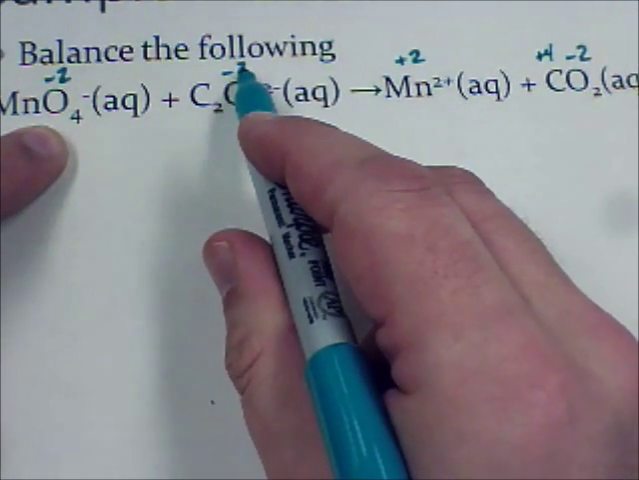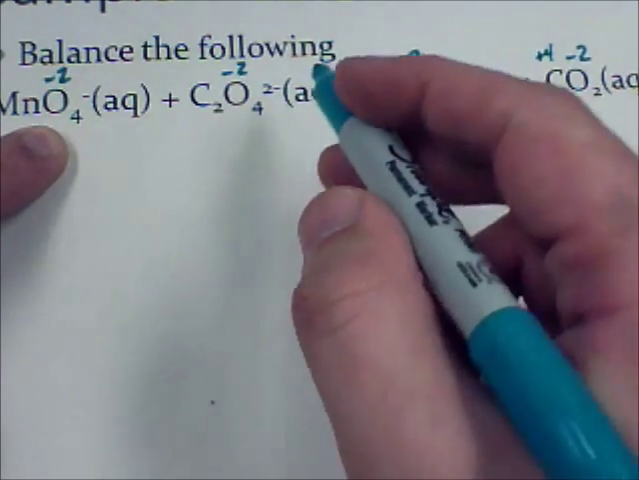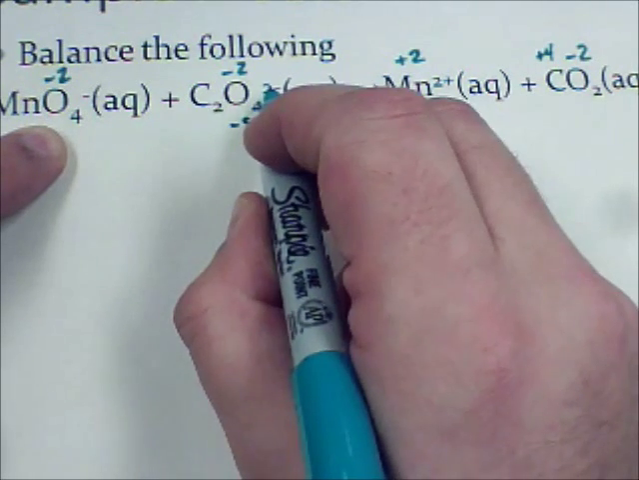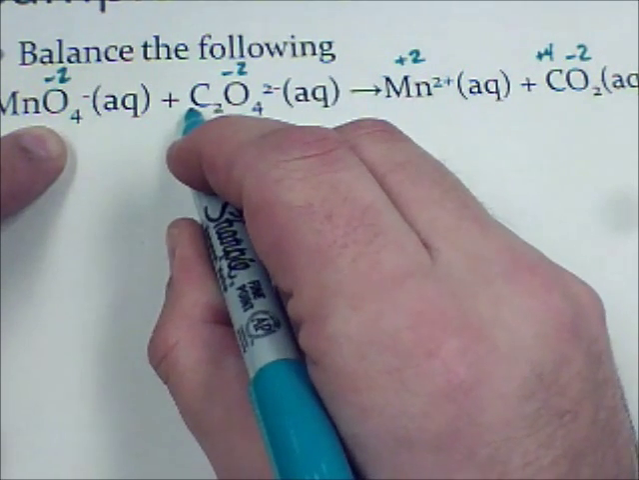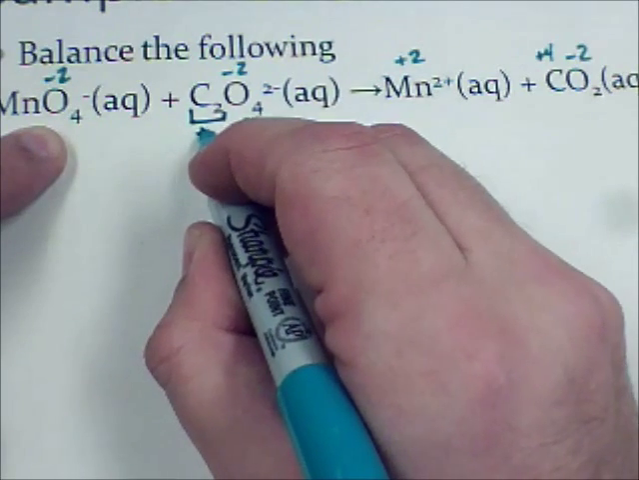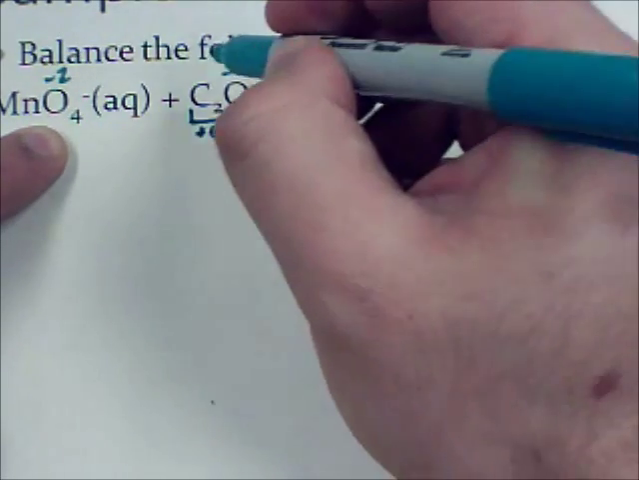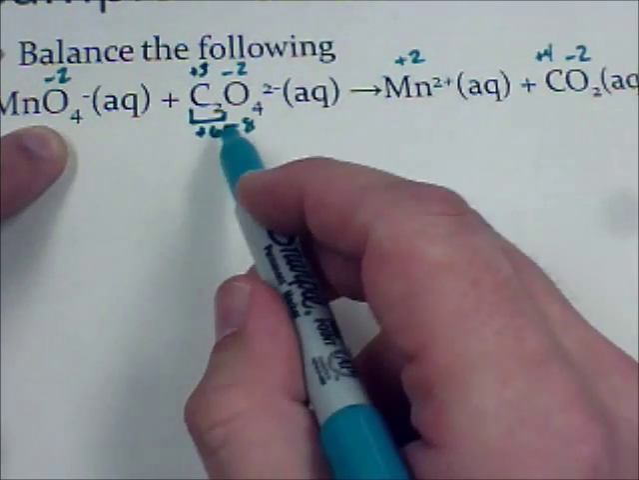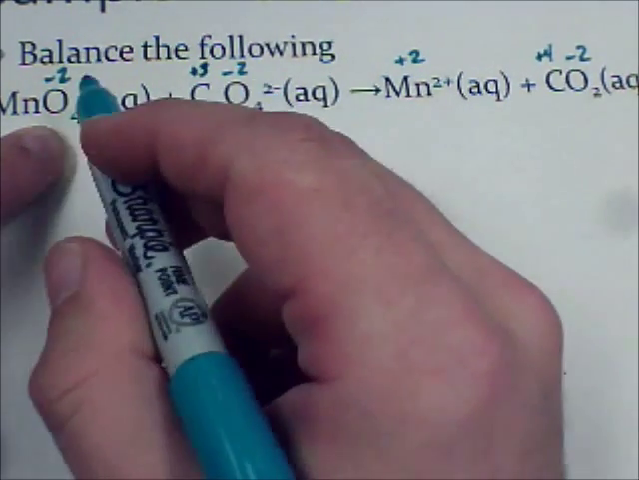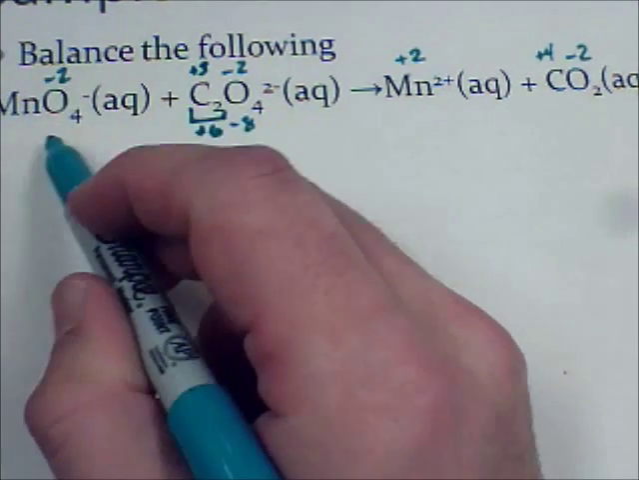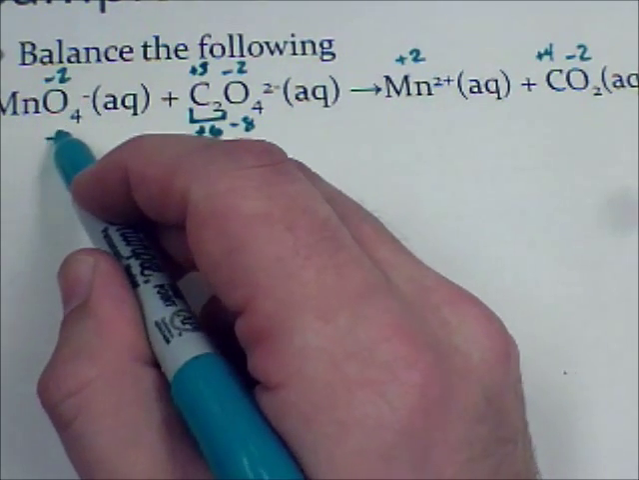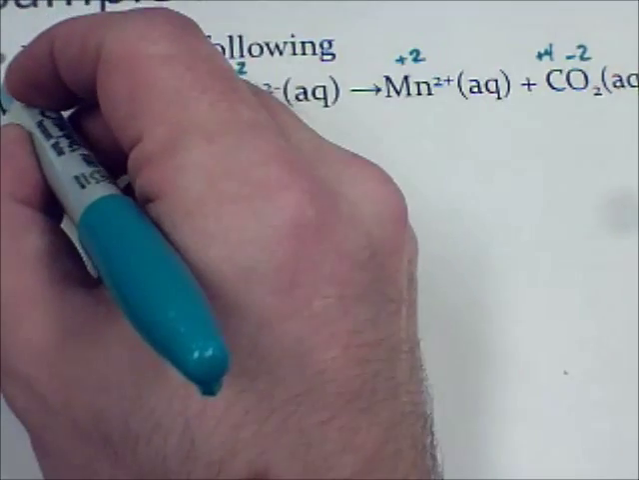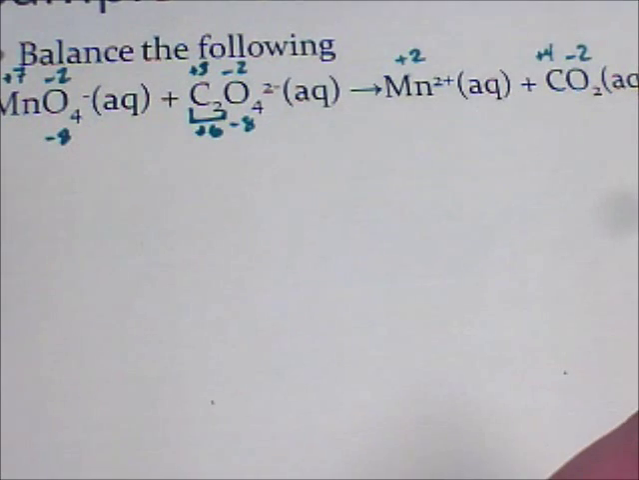Here we have 4 -2s, that's -8. We have 2 carbons, but we need to add up to -2. So the 2 carbons together are going to have to be +6. So each carbon will be +3. +6 and -8 gives us -2. And for the permanganate ion, I have 4 -2s, that's -8, but I want it to add up to -1. So manganese will have to be +7.